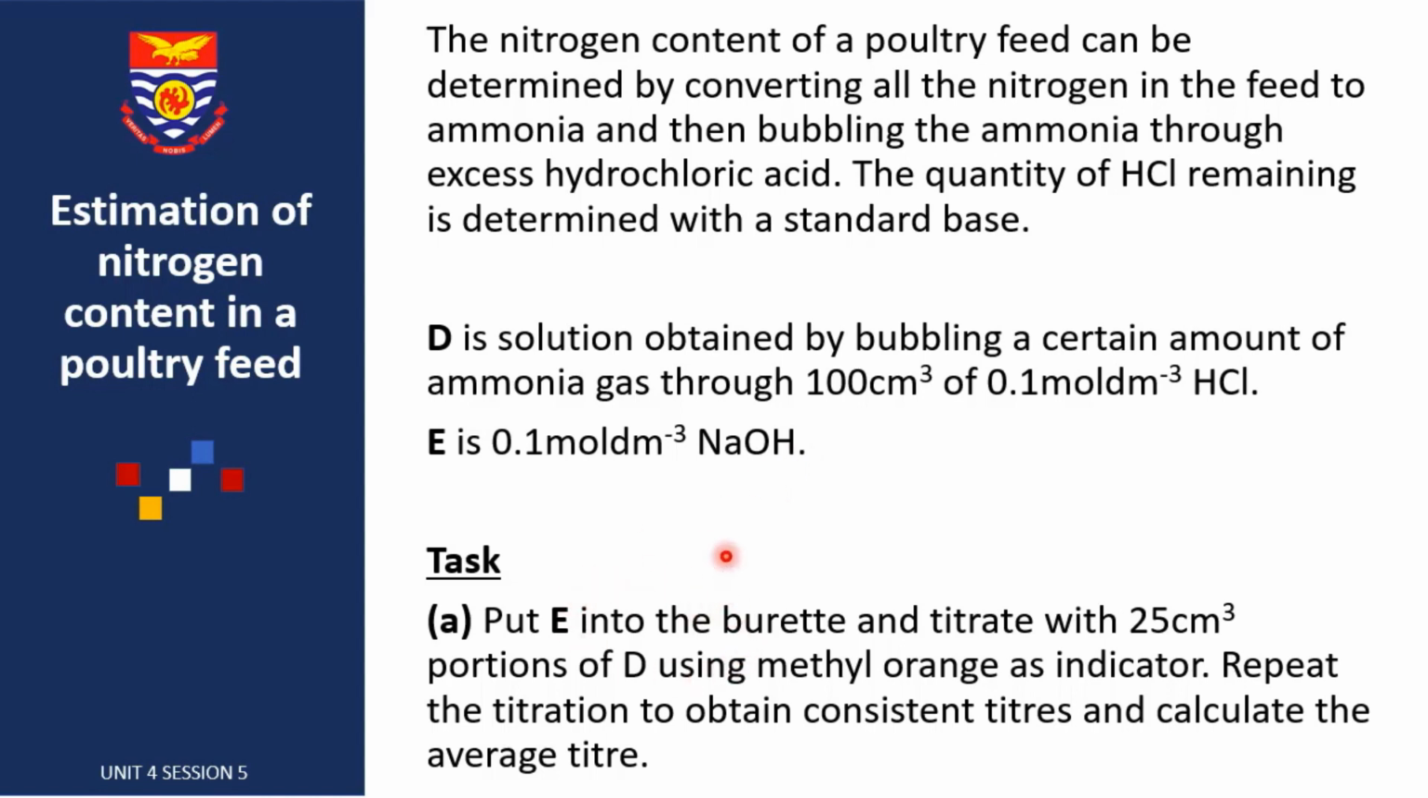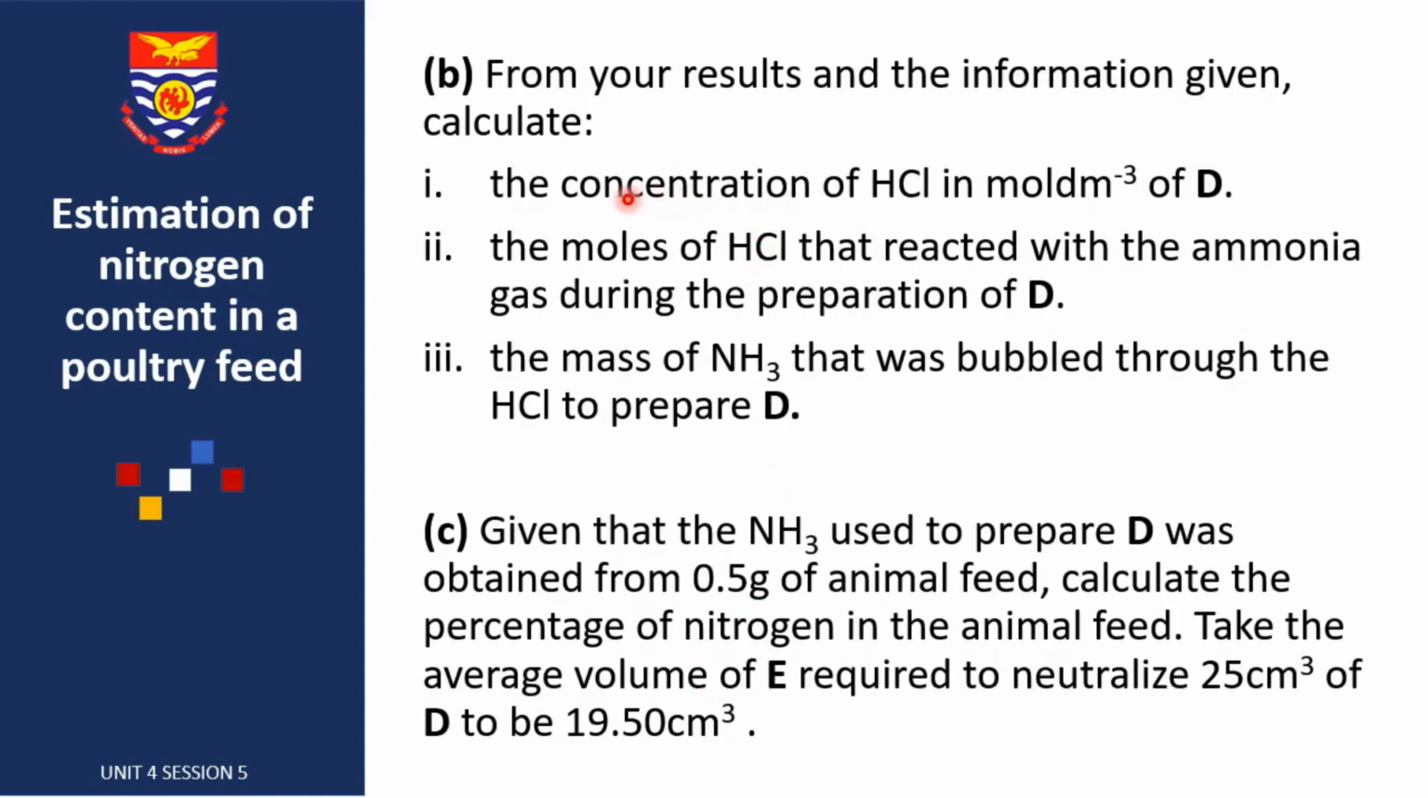Okay, so we are to perform this exercise, and the questions that follow are to calculate the concentration of HCl in moles per dm cube of the D, and then the moles of HCl that reacted with the ammonia, or the moles that was consumed. Then we'll find the mass of the ammonia that was bubbled through the HCl to prepare D, and then we'll find the percentage mass of nitrogen in the feed, assuming D was obtained from 0.5 grams of the animal feed.